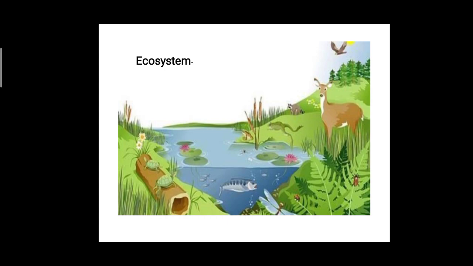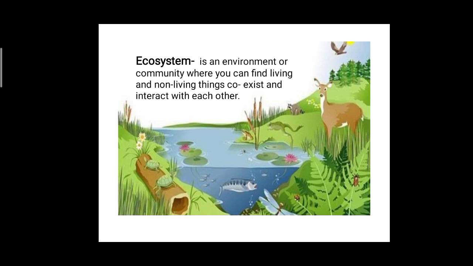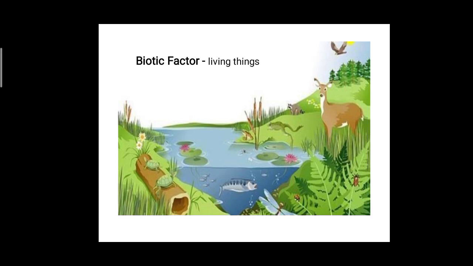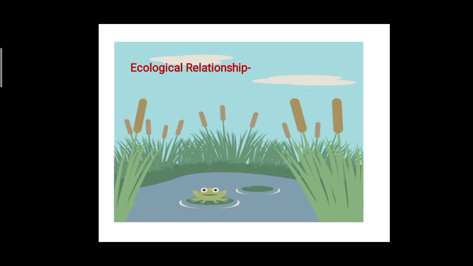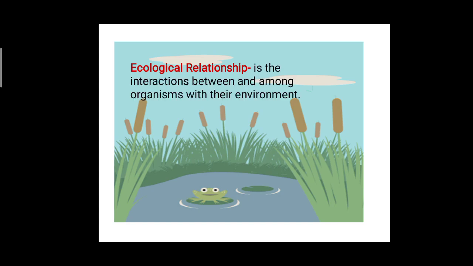When we say ecosystem, it is an environment or community where you can find living and non-living things coexist and interact with each other. It includes the biotic factor or the living things and the abiotic factor, which is the non-living things. So, for our topic for today, we are going to discuss the different ecological relationship. So, what is ecological relationship? It is the interaction between and among organisms with their environment.